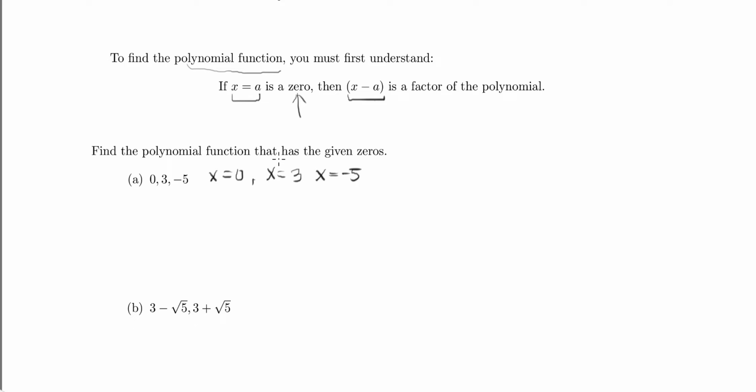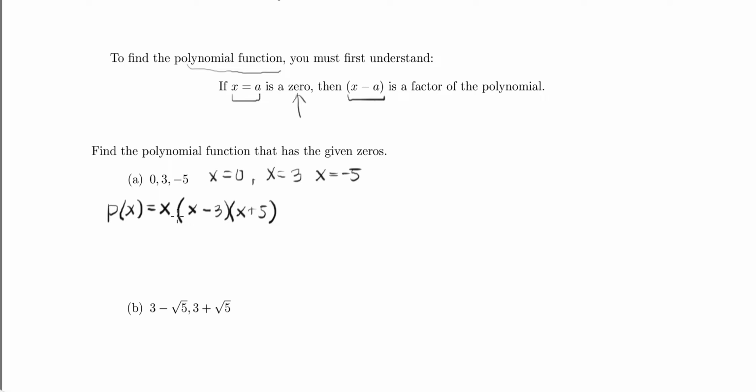If 0 is the zero, then x is the factor. If x equals 3 is a zero, then x minus 3 has to be a factor. And if negative 5 is a zero, then x plus 5 has to be a factor, so we write down x plus 5. Our polynomial function is going to have the factors x times x minus 3 times x plus 5. Our job is now to multiply this out.